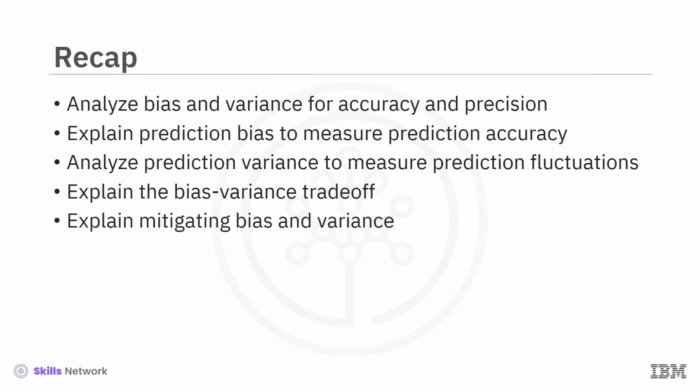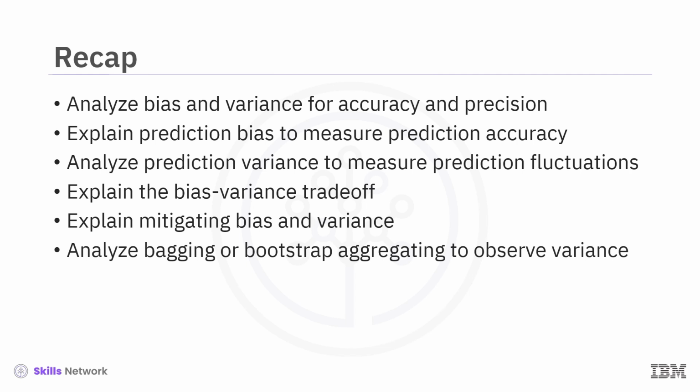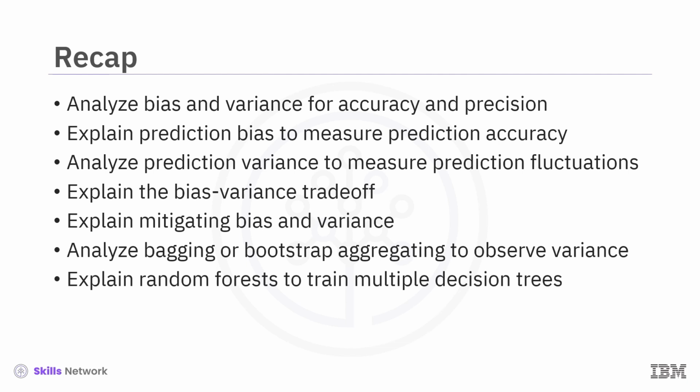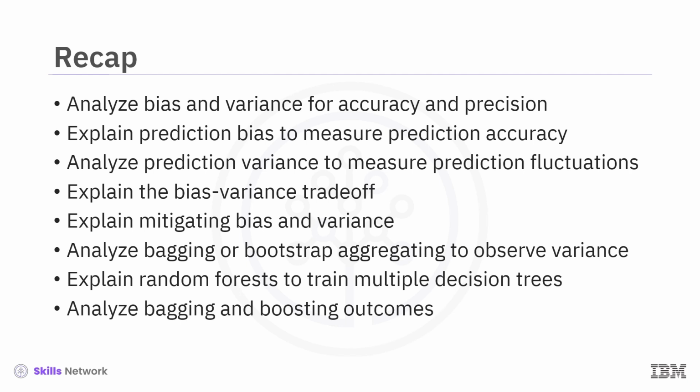Explain mitigating bias and variance and the concept of weak and strong learners. Analyze bagging, or bootstrap aggregating, to observe variance at both ends of a family of curves. Explain random forest to train multiple decision trees on bootstrap data sets. And finally, analyze bagging and boosting outcomes to manage bias and variance.